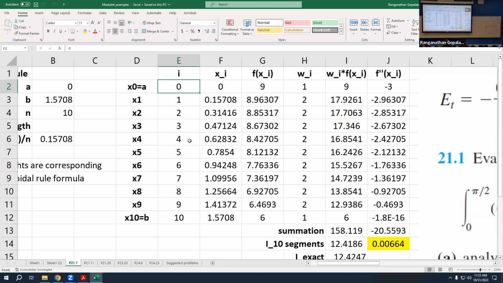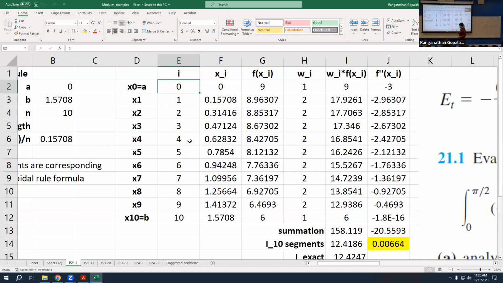Okay, and then if you put it in Excel, the value we get is 12.4186 for 10 segments using the trapezoidal rule. So this was all what we did last lecture.